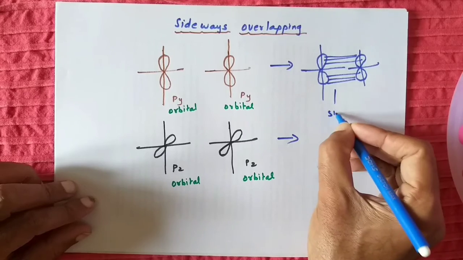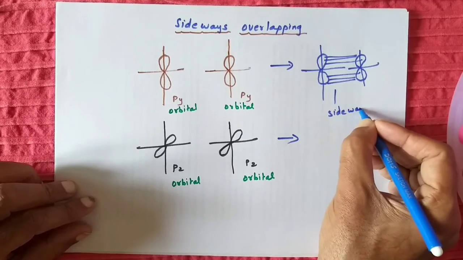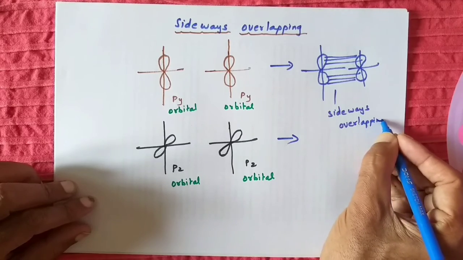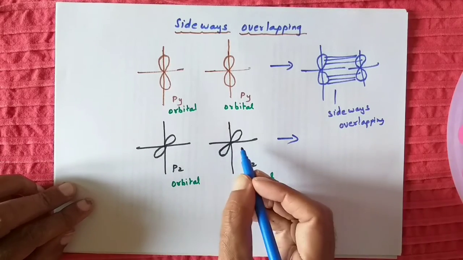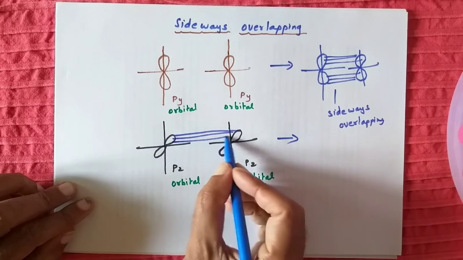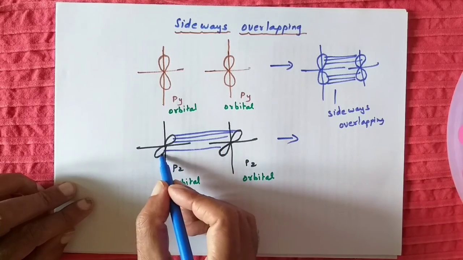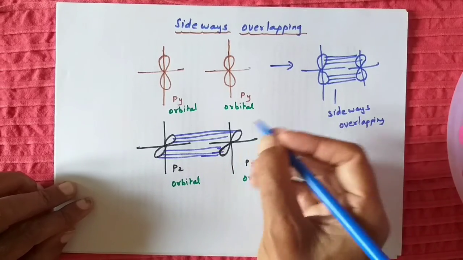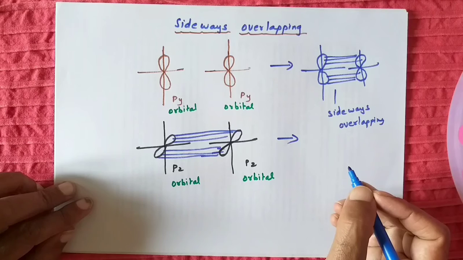This we call the sideways overlapping. And here also, when I take the pz orbital, the overlapping can take place like this. Like these two cases, we call it the sideways overlapping.